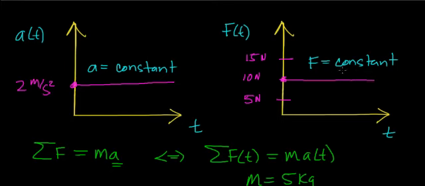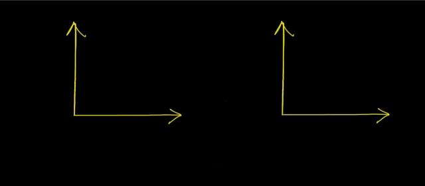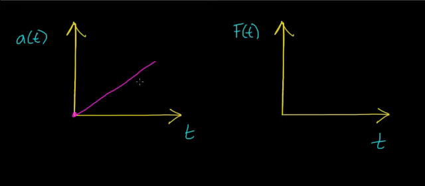Now let's compare this to an object that's not accelerating at a constant rate and see how we would go about figuring out the force versus time graph for that object. So again, I'm going to make an acceleration versus time graph. So acceleration on this axis, time on this axis, and then I'm going to use this information to make a force versus time graph. So let's assume that the acceleration is not constant. Let's assume that as time increases, my acceleration is going to increase.